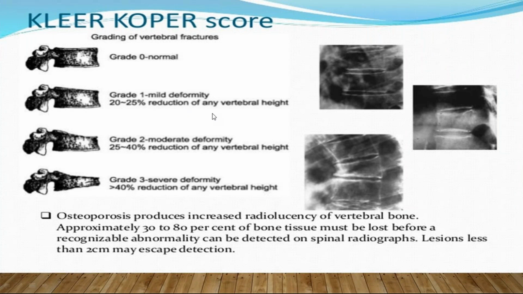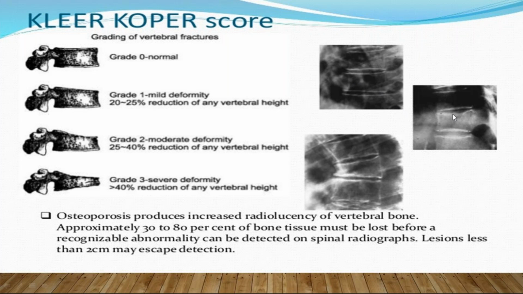This is the score for vertebral fracture, the Genant score. Normally there will be no damage and the height will be well maintained. That is grade 0. In grade 1, mild deformity, 20 to 25% of the vertebral height will be decreased.